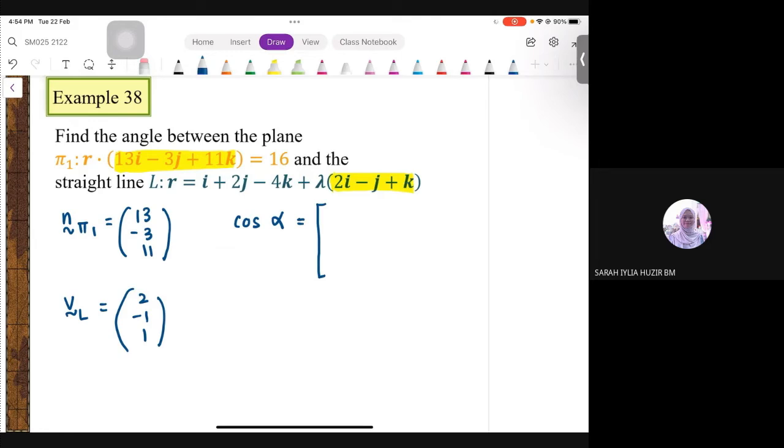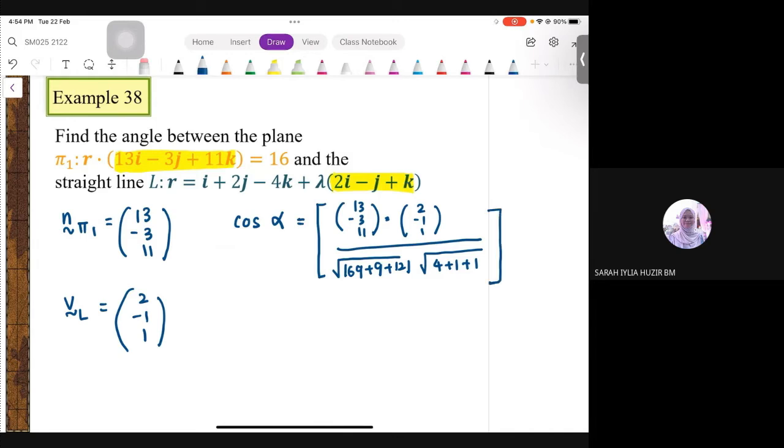Alright, so I perform the dot product between these two. We have 13, negative 3, 11 dot with 2, negative 1, 1 divided by its magnitude. So for the first one would be surd of 169 plus 9 plus 121. And then for the second one would be surd of 4 plus 1 plus 1. Simplify this using your calculator. Alpha should be 19.2. Okay. So remember, that is the alpha part.